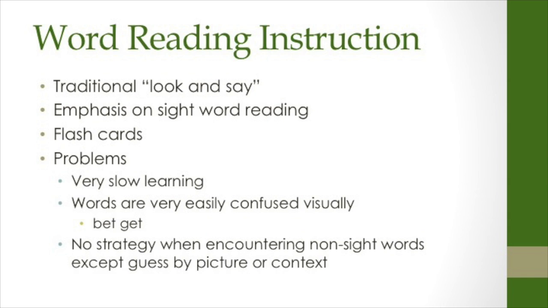Bet and get, if you forget about how it's pronounced and you just look at the orthography, the letters, it's pretty confusing. B and G, it's the only difference, and they're very similar. So children mix up their words if all they're doing is trying to memorize what that word looks like. And even maybe more importantly, there's no strategy when they're encountering words that they don't have as sight words, except to guess by the picture or context. And for early reading, that's almost all their words. So they're really stuck when you put a word in a passage in front of them.